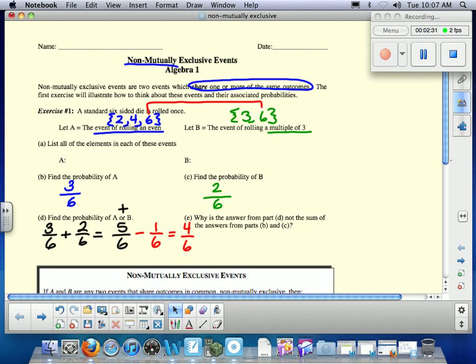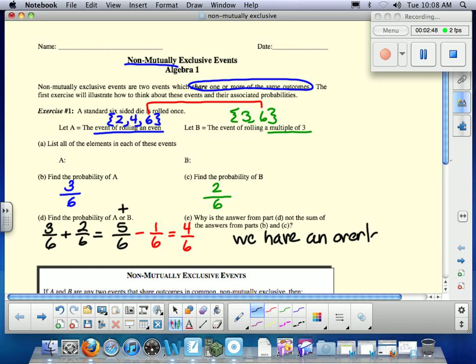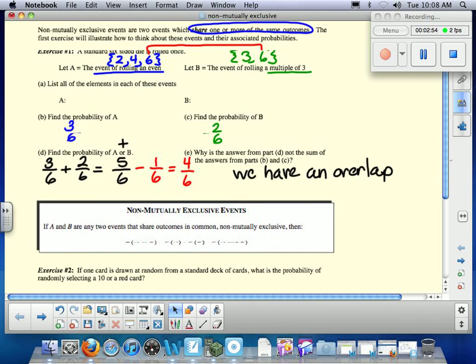So, letter E. Why is 4 out of 6 not really the sum? What happened there? Because you have an overlap. Yep. Well said. We have an overlap. I call them double dippers, but that's exactly the same thing. We use these weird words like that.